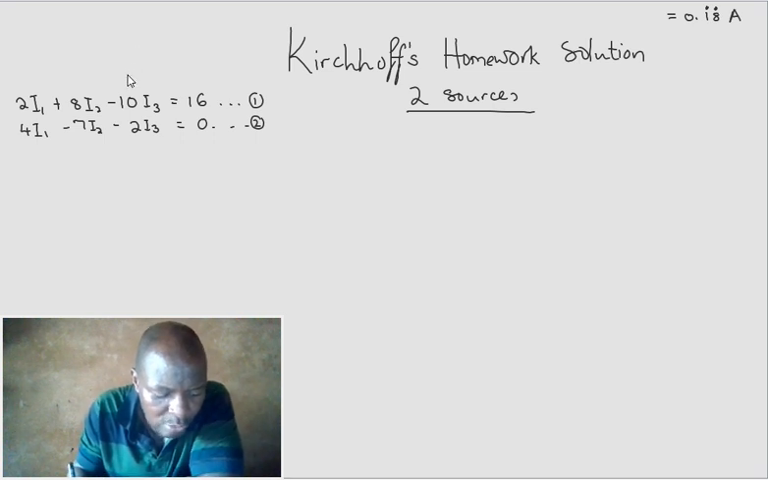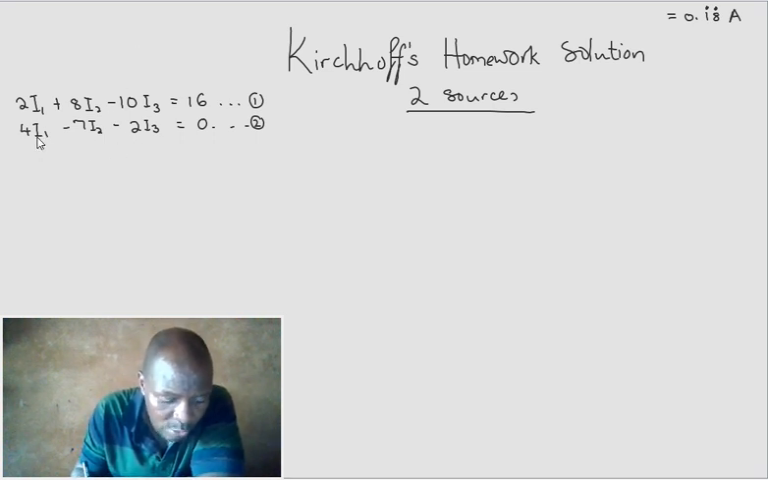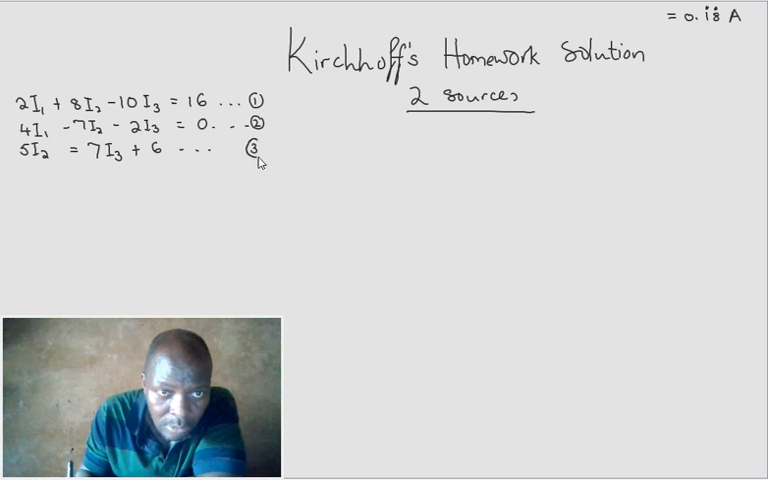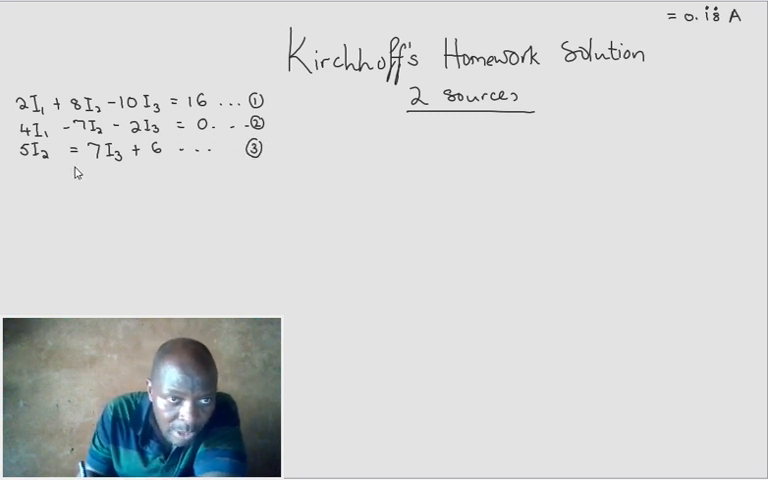Now this here is then going to be with the third equation, equation 3, which was 5i2 equal to 7i3 plus 6. This was our equation 3. Okay, so immediately, these are our three equations.